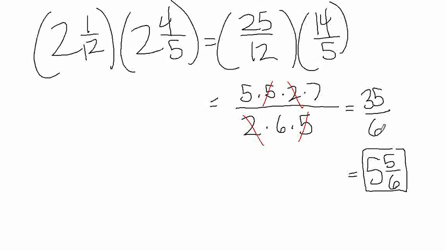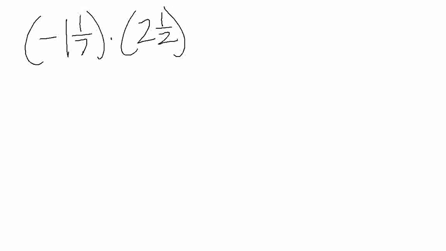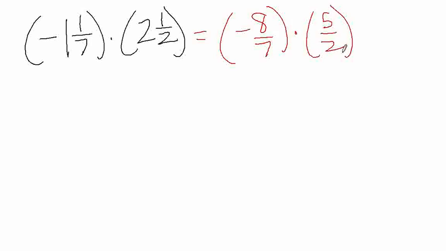Now, let's have you try one. Would you please try minus 1 and 1/7 times 2 and 1/2? Pause the video and try that now, please. Okay, I'll go ahead and work it out myself. So the first mixed fraction is going to be replaced with minus 8/7. The second mixed fraction is going to be replaced with 5/2.